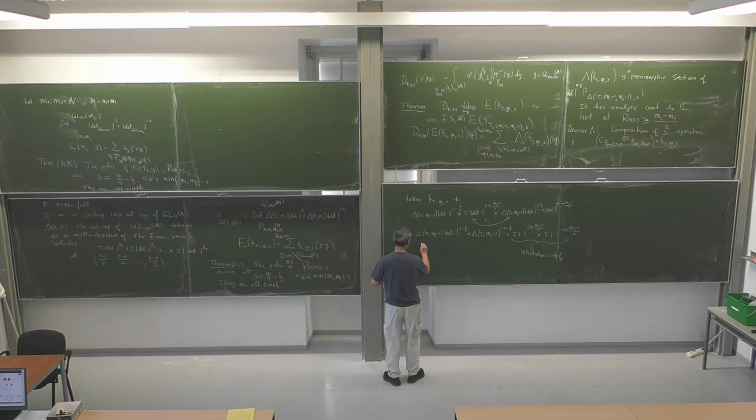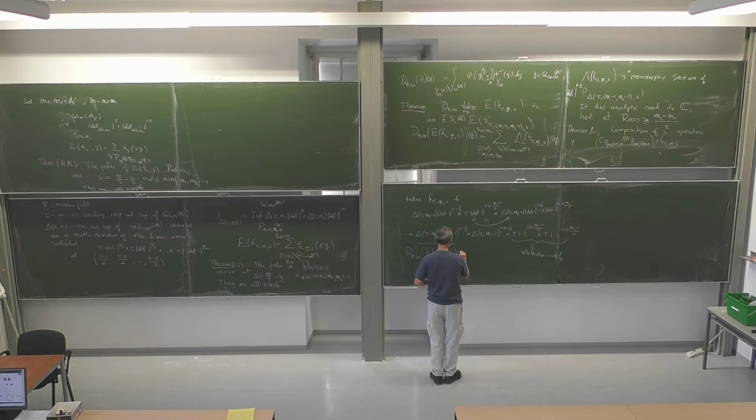All right, so let me just write it as d of psi 2n of E f tau m underline s, g equals Eisenstein series of lambda f tau m underline s.